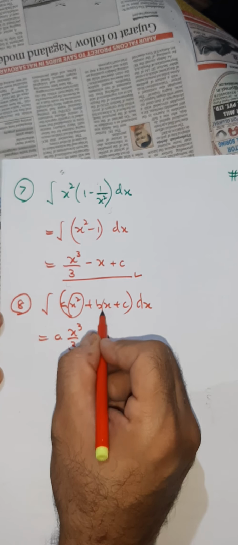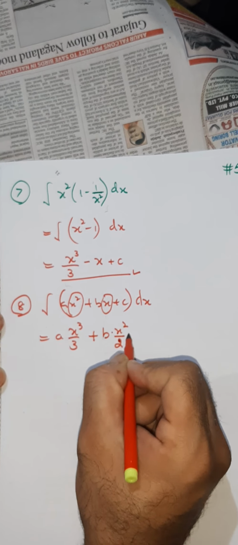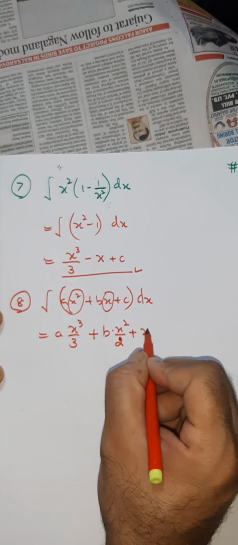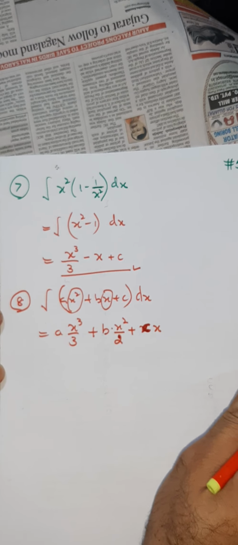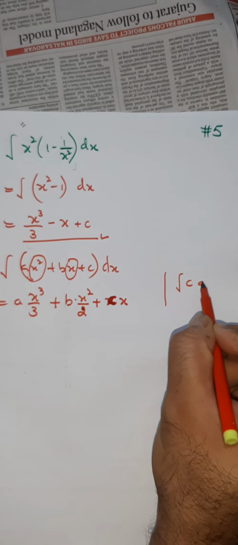B being constant as it is, integral of x, which is x² by 2. C will come out. You are just left with 1, and integral of 1 is x. C as it is, integral of 1 is x. It's like this, remember, c dx.